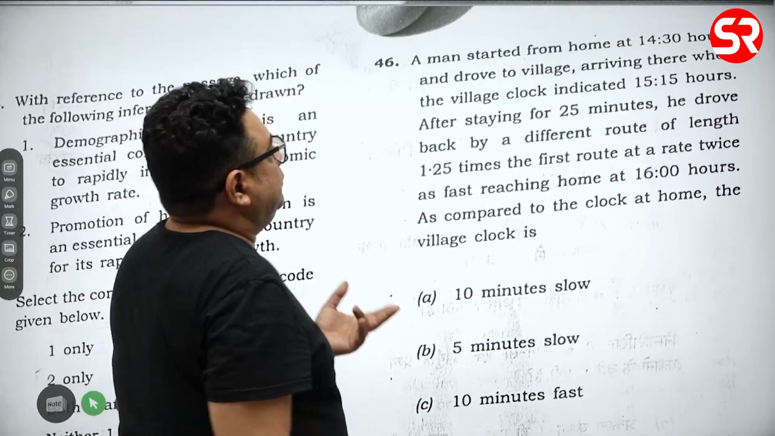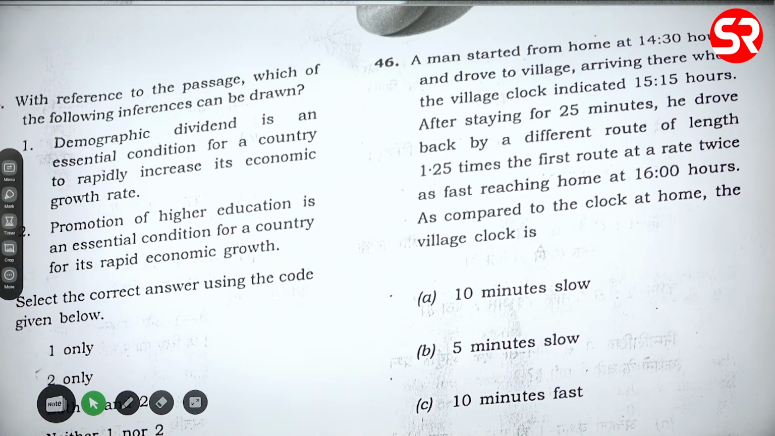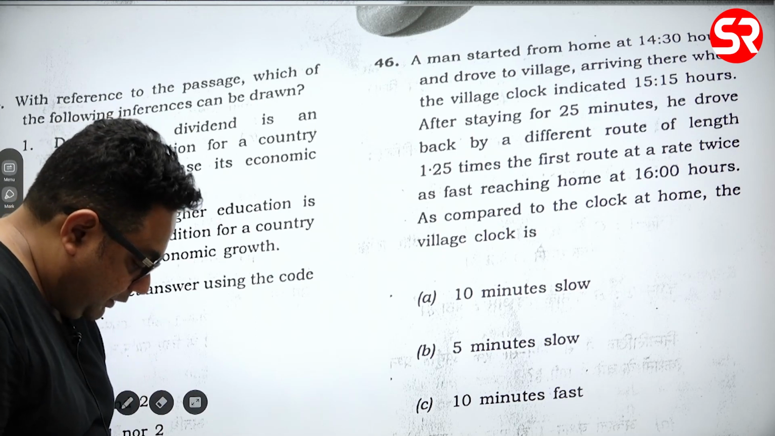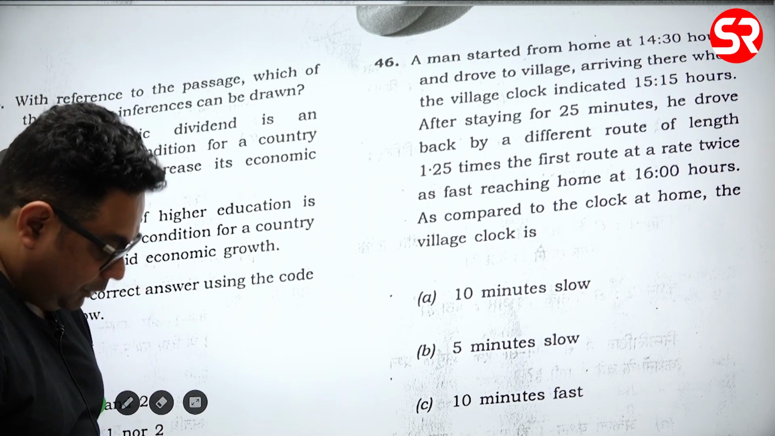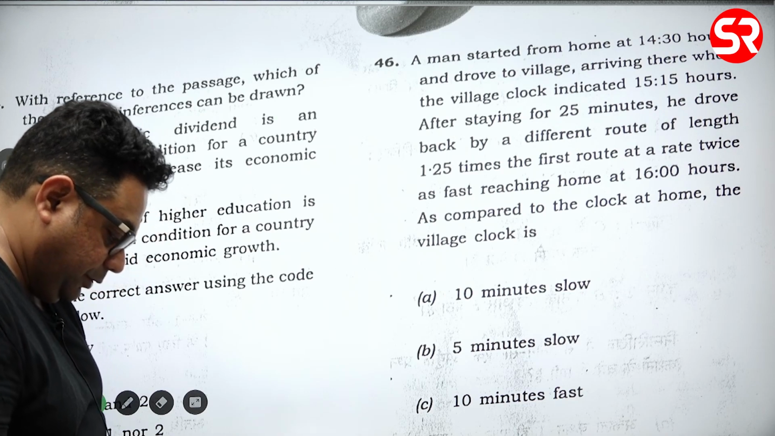Now this is again a great question. It says a man starts from his home at 14:30 hours and drove to his village, arriving there when the village clock indicates 15:15. After staying 25 minutes, he drove back by a different route of length 1.25 times the first route at a rate twice as fast and reaches home at 16:00. As compared to the clock at home, the village clock is either fast or slow. I really appreciate this question. This is one good question I have found. So let's see how you do it.